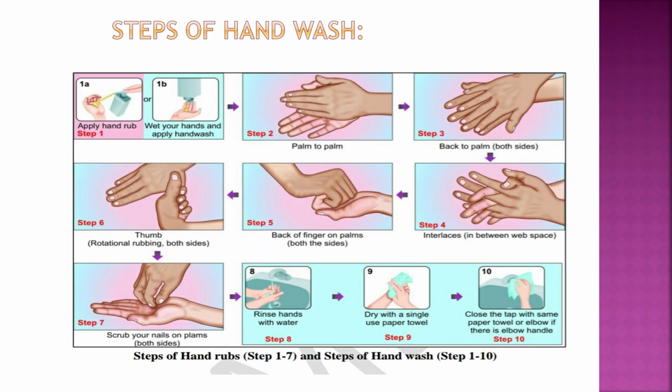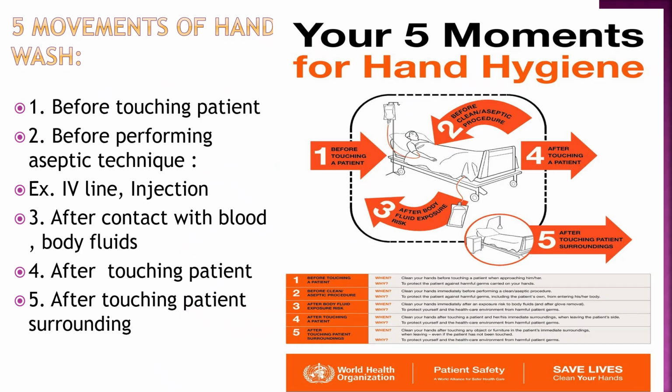And then this is for the hand rub. So for the hand wash, now you have to rinse hands with water, then dry with single use paper towel or tissue paper, and then close the tap with elbow if the handle is there, or with the tissue paper, and then let it dry. So these are the steps. So first 1 to 7 steps are for hand rubs, and 1 to 10 steps are for the hand wash. So these are 5 moments of the hand wash: before touching patient, before any aseptic technique, after contact with blood body fluid, after touching patient, and after touching patient surroundings. So these are 5 moments of the hand hygiene.